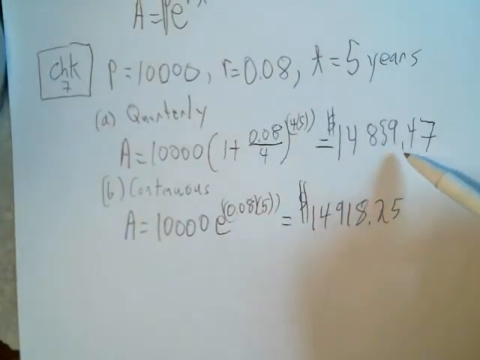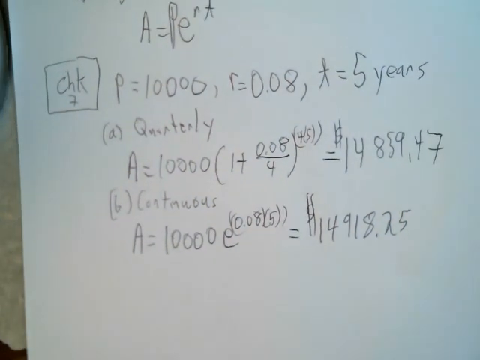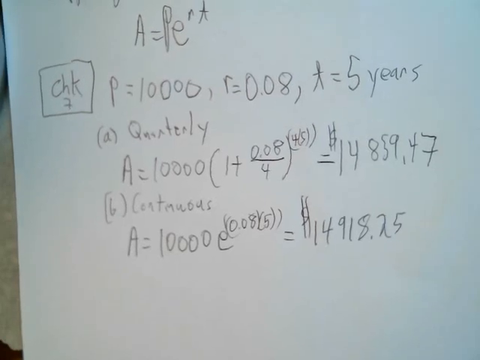So it's not even a $100 difference. It's almost like a $60 difference. It's not a huge amount of money. So don't be conned into thinking that continuous compounding is going to solve all your problems. It probably won't. Okay, so that's 3.1.